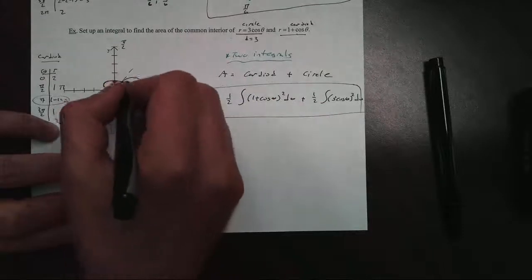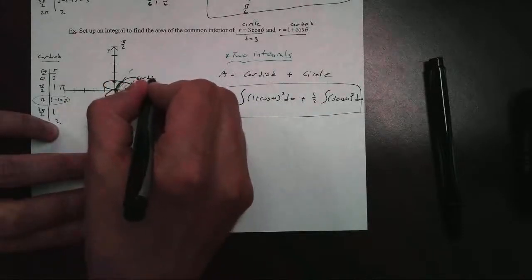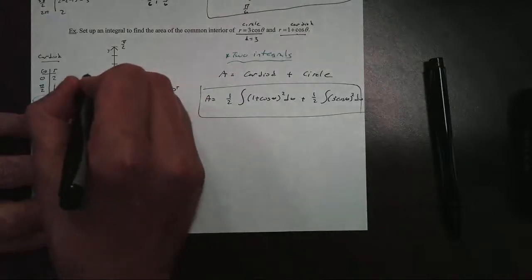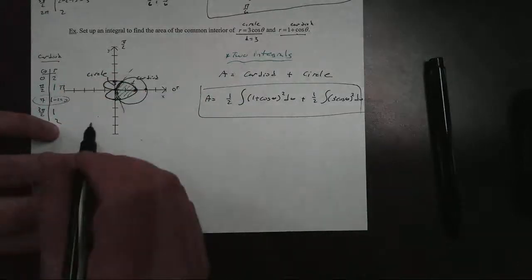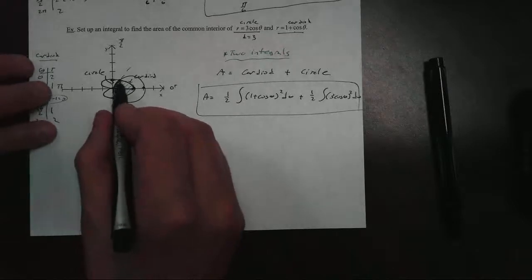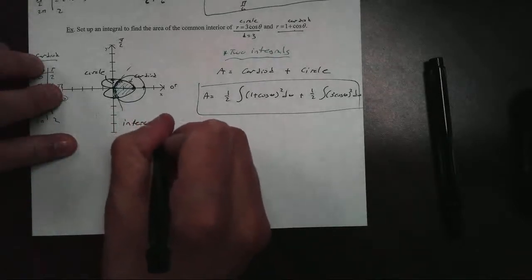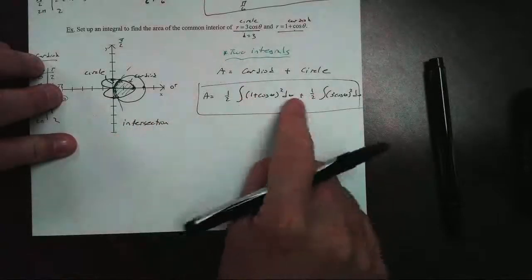And remember, I'm on the cardioid for a bit, but then after a certain point, right here, I'm on the circle now. So what we have to do is find this point where they meet. Again, we're going to find the intersection, because the intersection will tell us about my graph right here.